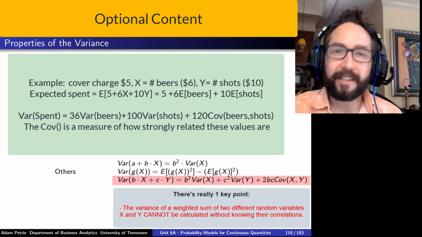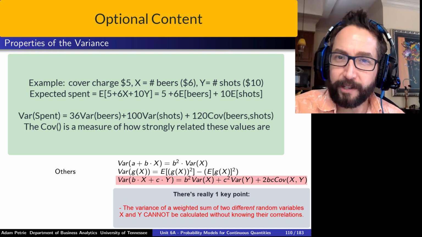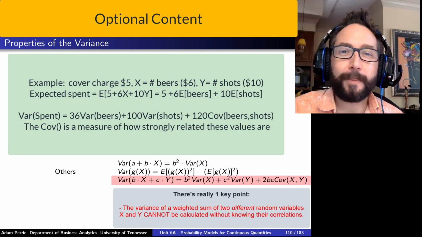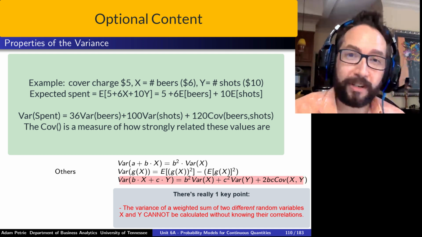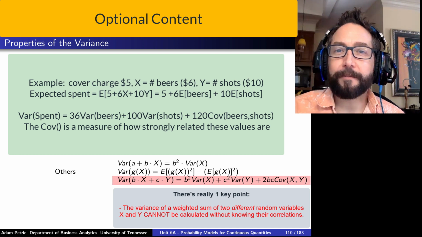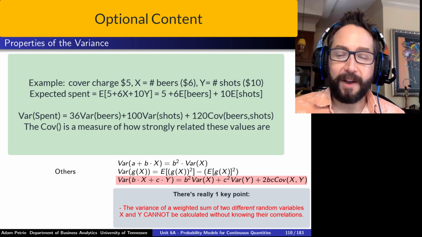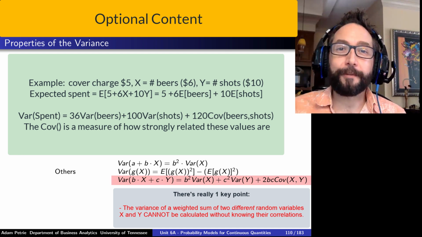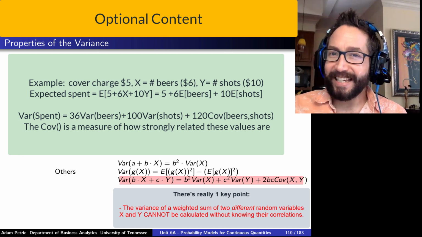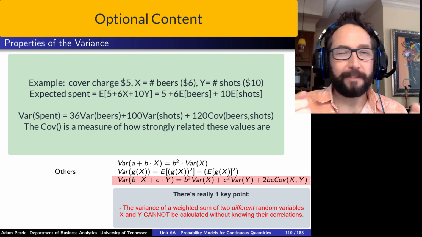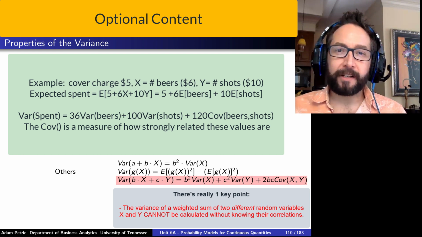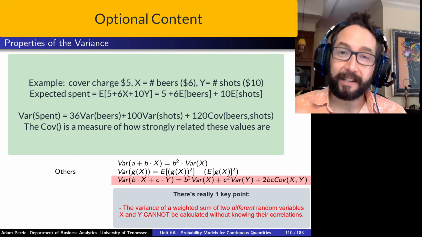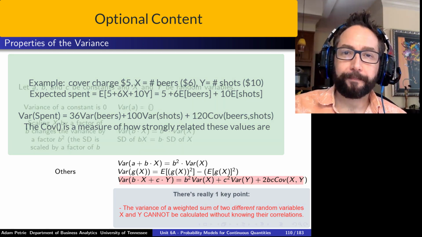So we'll revisit this when we talk about joint distributions of two or more random variables and how we talk about how strong of an association exists between the two. But for now, just keep in mind that if you have some quantity that you're interested in that's a weighted sum of two different random variables, it's easy to get the expected value of that, but it's very difficult to get the variance or the standard deviation because you have to account for how strongly related those quantities are.